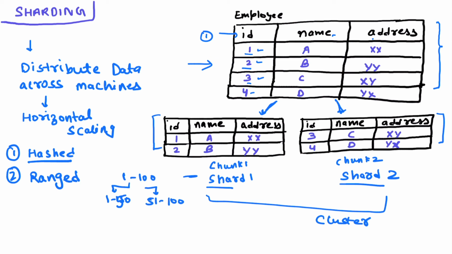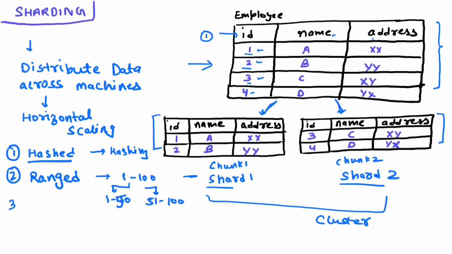So you can define a range, right? Hashed sharding works on the hashing algorithm, and range sharding works on the range algorithm. You define your own ranges, what ranges will go to which shards, and you can distribute your data using either of these two strategies.